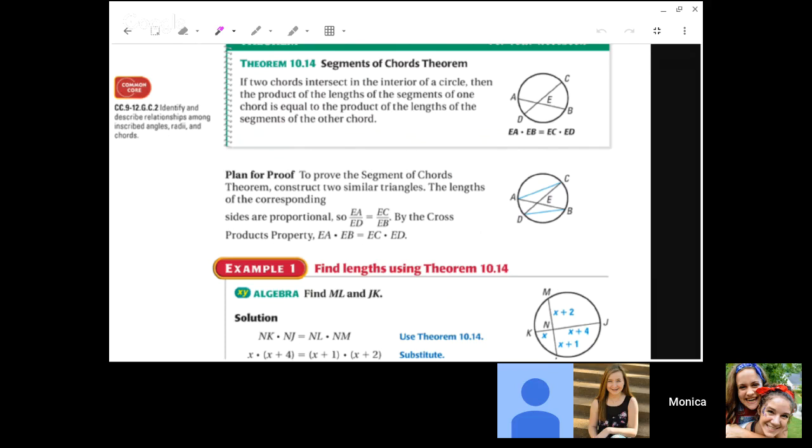When you look at this theorem, it states that if two chords intersect inside of a circle, then the product, means multiply, right? Then the product of the lengths of the segments of one chord is equal to the product of the lengths of the segments of the other chord. So that means part of one chord times the other part of that same chord, EA times EB, is equal to part of the other chord times the rest of that chord, okay? Does that make sense?